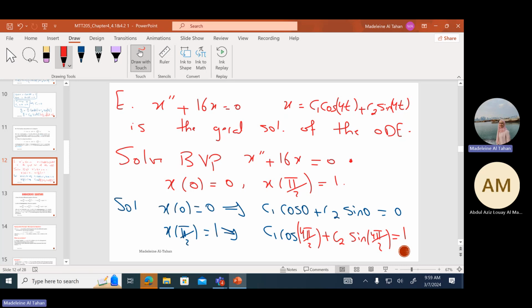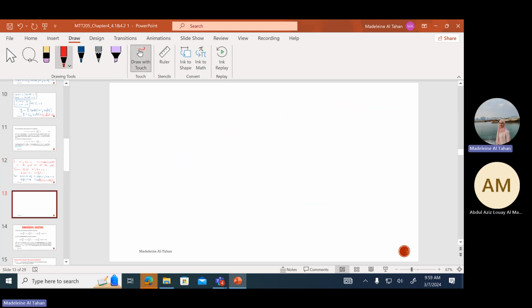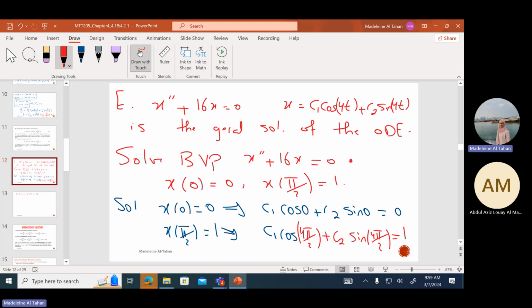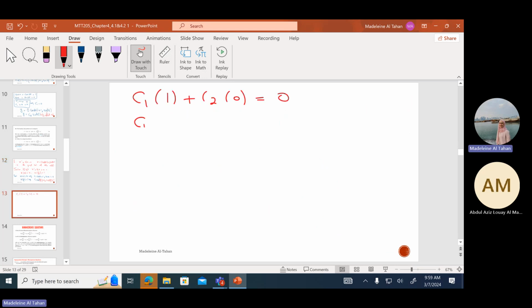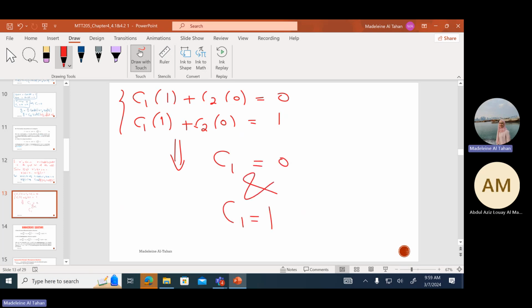Okay. So what will we get now? C1 times 1 plus C2 times 0 equal to 0. From where did I get 1 and 0? Cosine 0 and sine 0. Now, C1 cosine 2 pi is 1 plus C2 sine 2 pi is 0. We will get 1. We got C1 equals 0 and C1 equal 1.